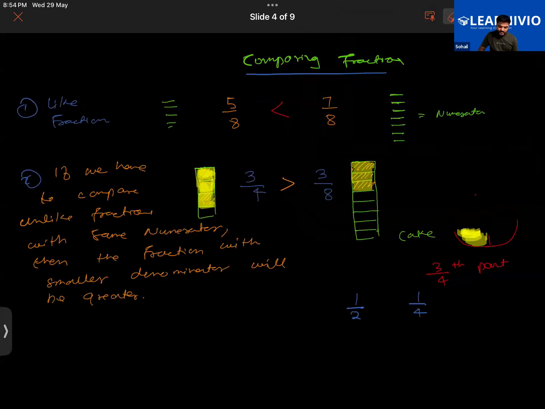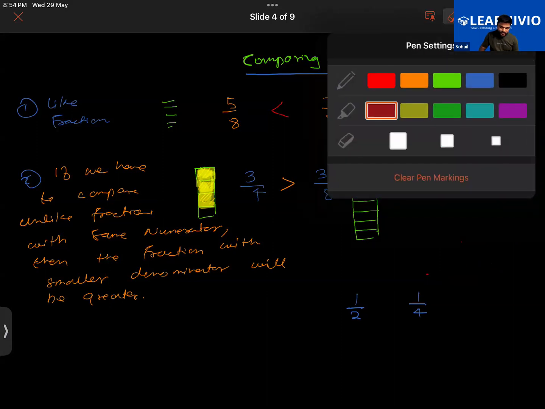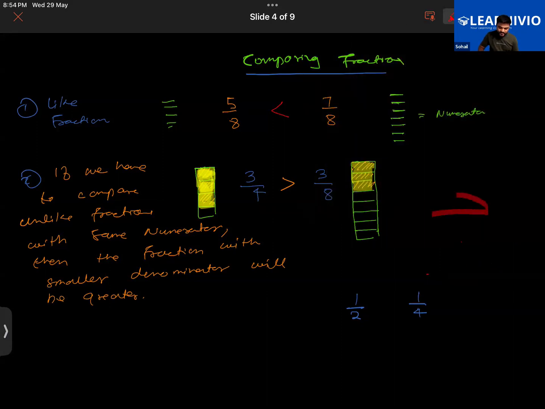Say you were to have, again, take an example of cake again. Say I am giving you half of a cake or I am giving you 1/4 of a cake, that will look like this. Which one is bigger? This one is half of a cake. This is 1/4. Which one is bigger? Half. So the smaller the denominator, the bigger will be the number.